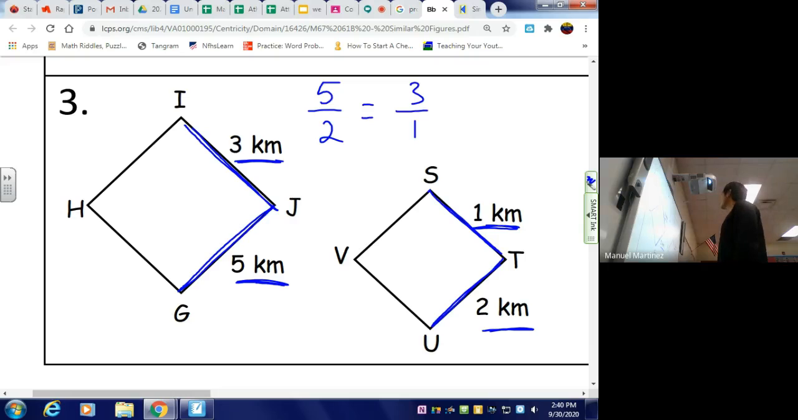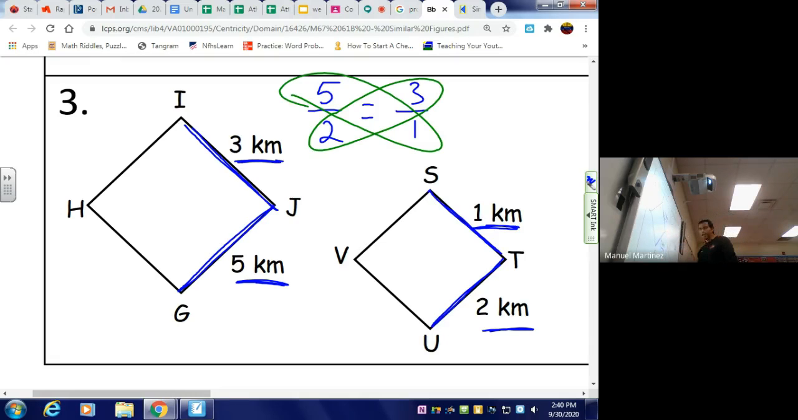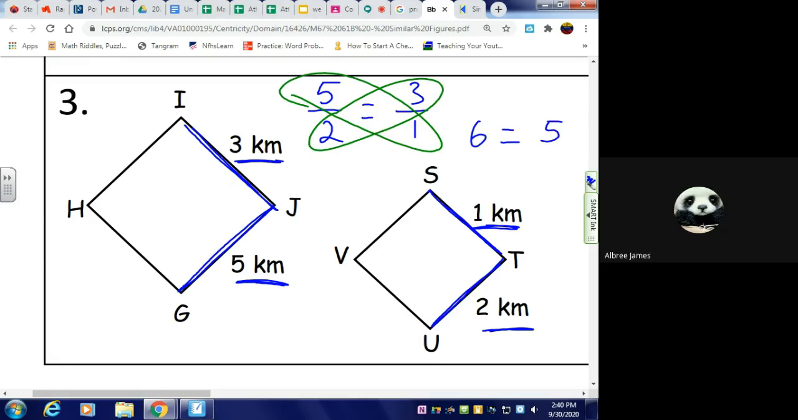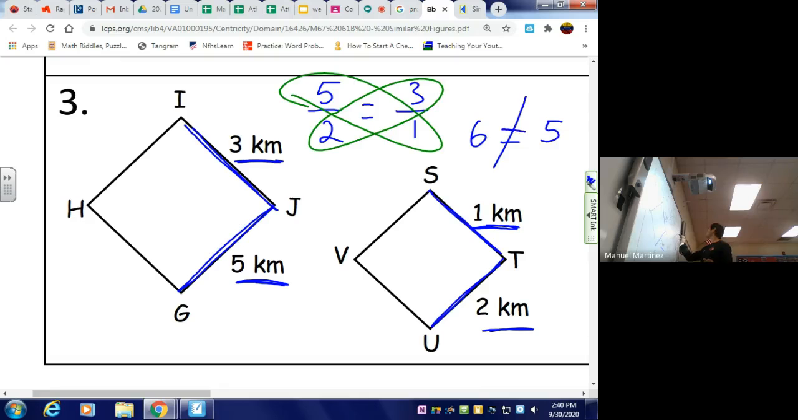So now what? We could cross multiply. And if we get the same results, then they are proportional. So 2 times 3 is 6, and 5 times 1 is 5. They are different. So they are not proportional, which means they are not similar.